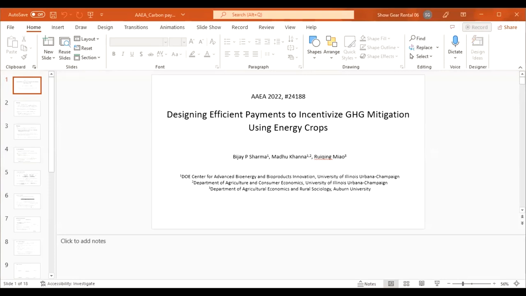Good morning again. In this paper, I'm going to present mostly our analytical findings on designing efficient payments to incentivize greenhouse gas mitigation using energy crop production. Perennial energy crops with an effective lifespan of 10 to 15 years are unique in many ways compared to forests as well as conventional row crops.